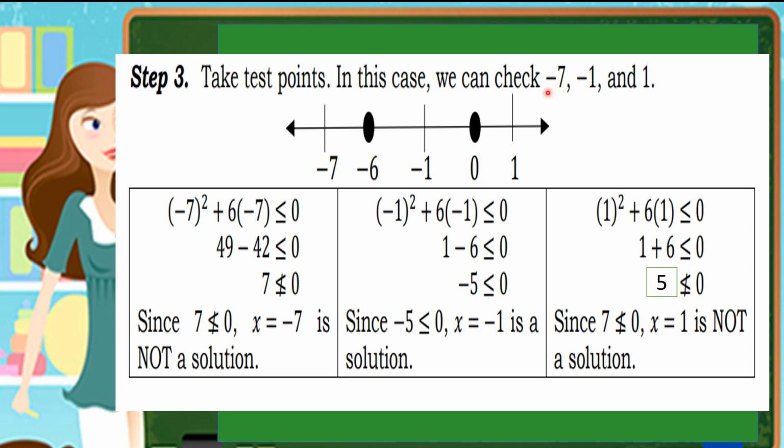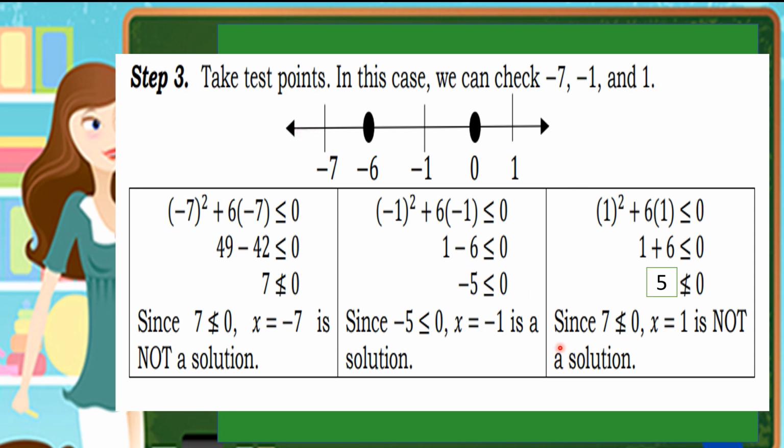And let us check if this is true or false. So in this case, we have negative 7 squared plus 6 times negative 7 is less than or equal to 0. So 49 minus 42 is less than or equal to 0. Is it true that 7 is less than or equal to 0? So since this is false, ibig sabihin nun class, x is equal to negative 7 is not a solution. So, ibig sabihin, itong portion na ito ay hindi value ng ating inequality.